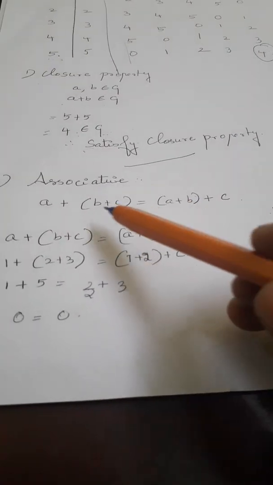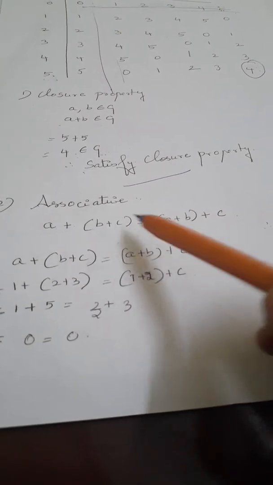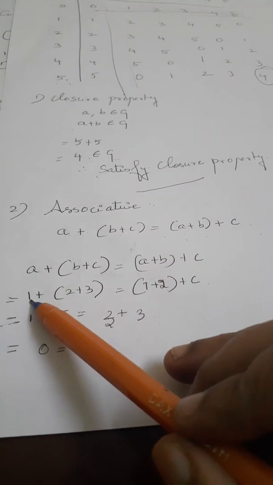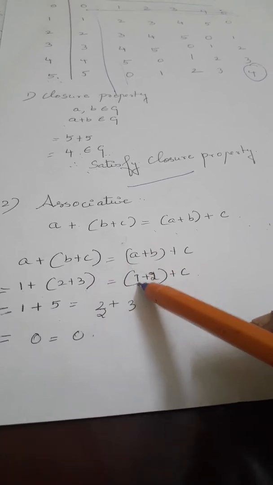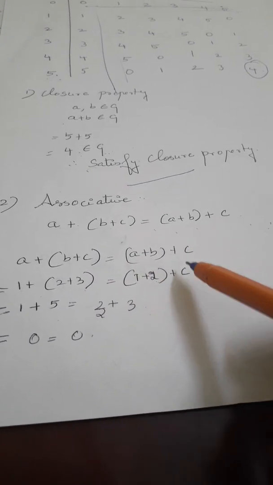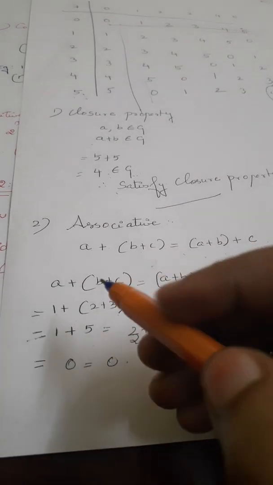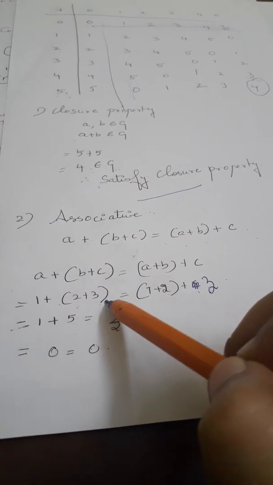What is the next property? It is associative. What is the operation in the question? It's the addition operation. So I have to write the formula: (a plus b) plus c is equal to a plus (b plus c). My a value is 1, b value is 2, c value is 3. So 1 plus, what is my addition value of 2 plus 3?